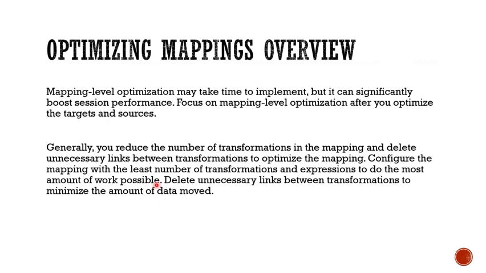Also, suppose you have unnecessary expressions, you have written multiple expressions, but you are just dragging and dropping. There is no calculation there. There you can remove the unnecessary expressions and use a single one, right? If you can handle it using a single expression, then use that one. Don't include multiple expressions. So this part is just trying to tell us to delete unnecessary links between transformations to minimize the amount of data moved. So this is all about the overview of optimizing the mapping, correct?